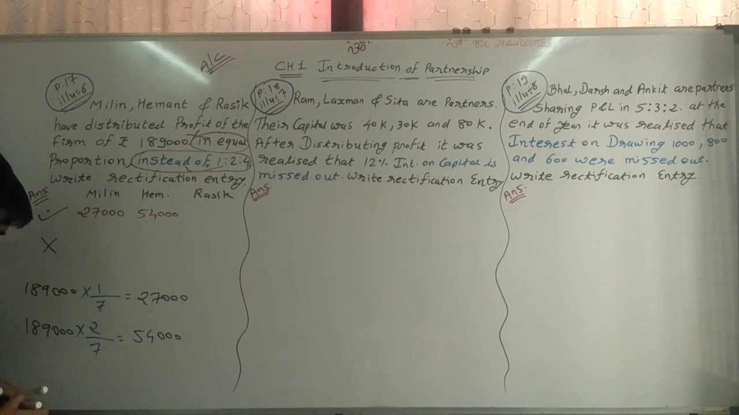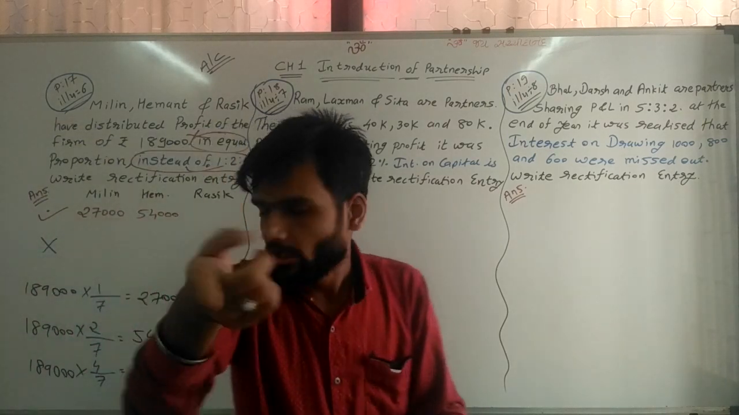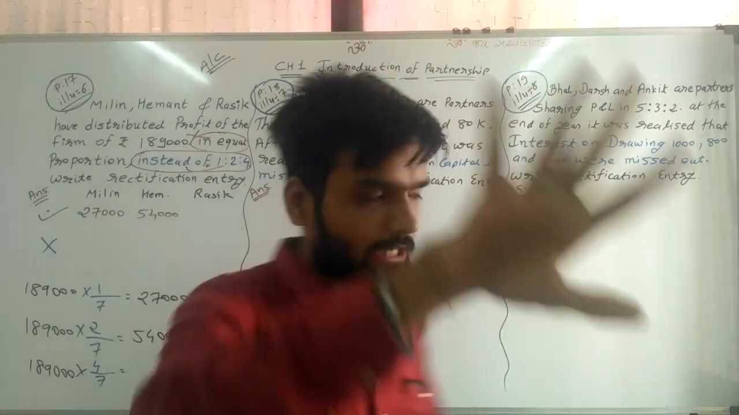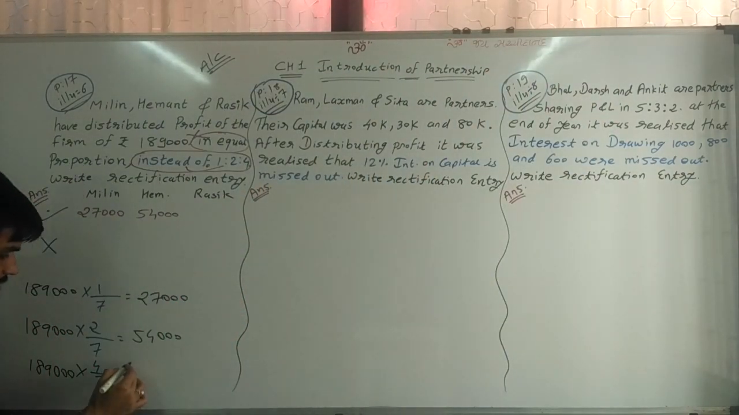Now for Rasik, the last: 1,89,000 into 4 divided by 7. Again, if you calculate 1,89,000 into 4 divided by 7, you will get 108,000.